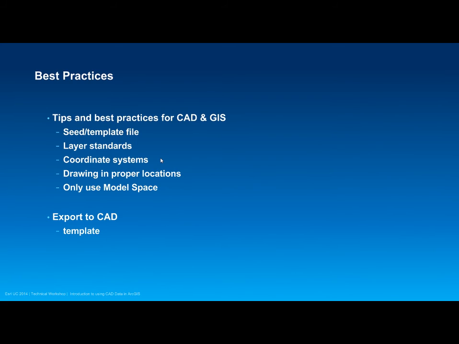When you're exporting, if you want to retain some of the attributes in the GIS in the resulting CAD file, you need to use a seed file or a template file that helps you to create what are called blocks in AutoCAD, and they attach attributes to features. You want to use a set of layer standards so that you make sure everything's on a good organized layer and things aren't mixed up. Make sure you use coordinate systems and you're drawing in real world coordinates. So these are all good best practices.